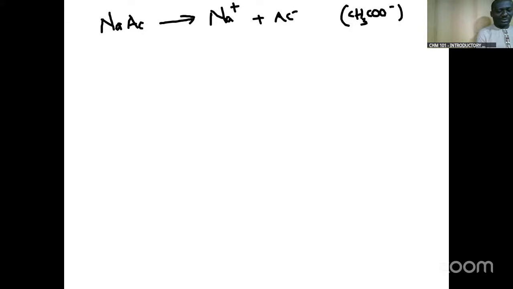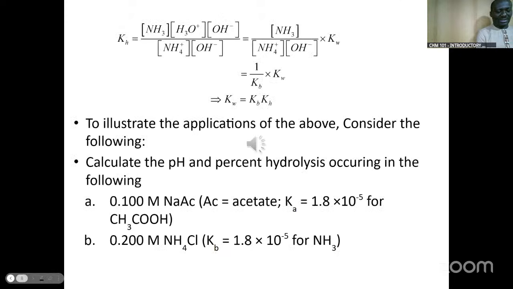Because it's a sodium salt, it will give us sodium ion plus acetate ion. Acetate ion is simply CH3COO minus. That's what we call acetate ion. What concentration of it are we given? We're given 0.1 molar.